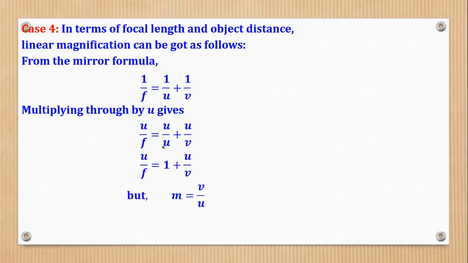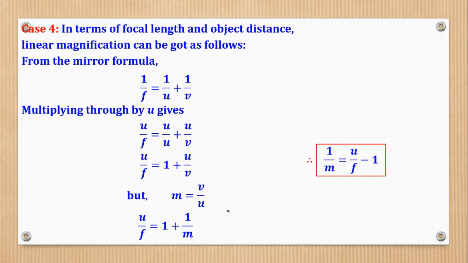Then I remember that m is equal to v over u, and here I have u over v, meaning it is the reciprocal. So the reciprocal becomes 1 over m. Then make 1 over m the subject, and it will give you the fourth formula. So those are the four formulae we shall be using on top of the mirror formula.